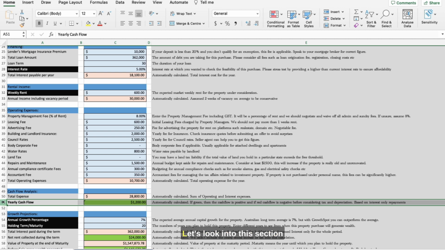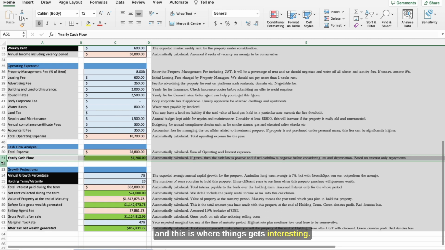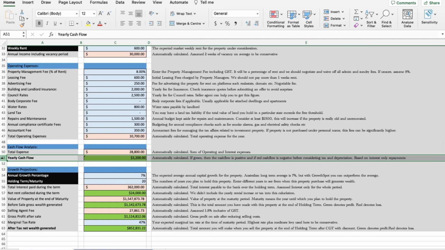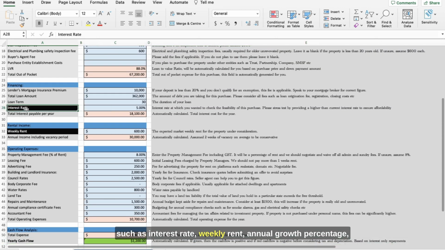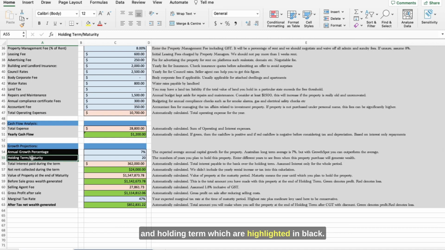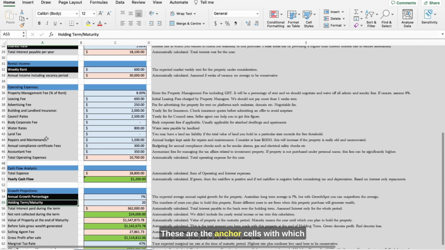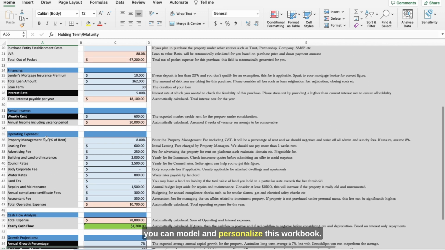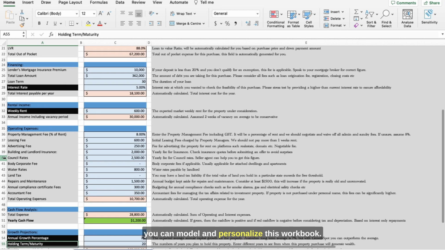Let's look into this section. And this is where things get interesting. You may have noticed that there are 4 cells such as interest rate, weekly rent, annual growth percentage, and holding term, which are highlighted in black. These are the anchor cells with which you can model and personalize this workbook.